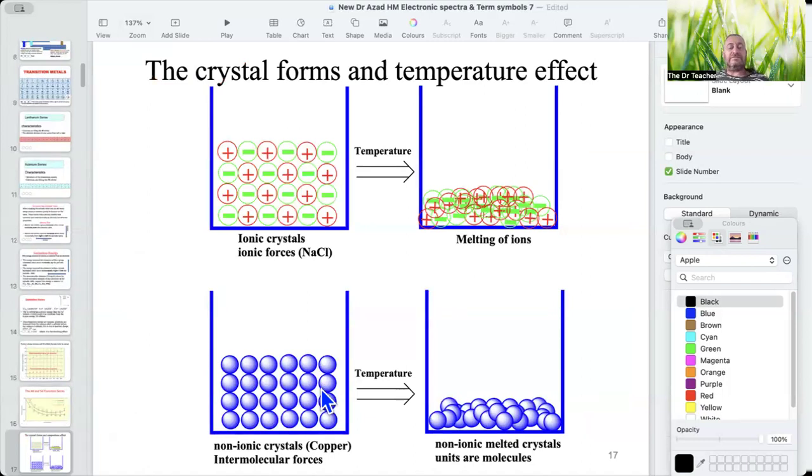This is the ionic crystal of NaCl. If you add heat and increase the temperature, they will break down and lose crystallinity. Similar here for non-ionic crystals like copper: they are very well arranged, but with temperature they will fall apart and become melted crystals. So this is the melting of NaCl, and here the melting of copper.